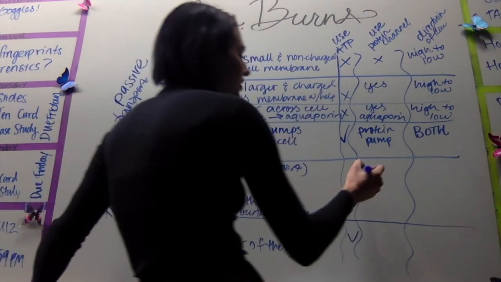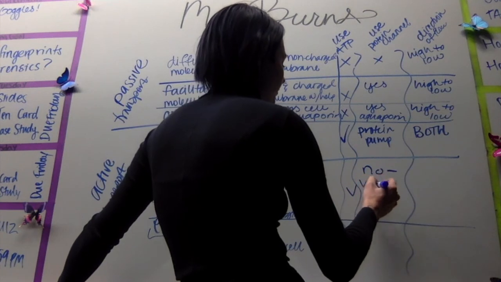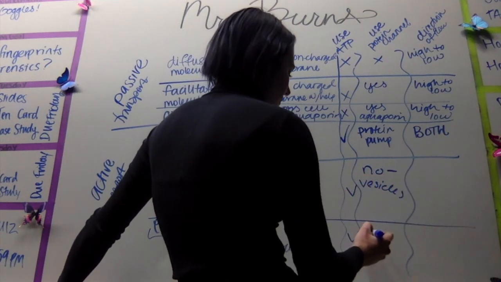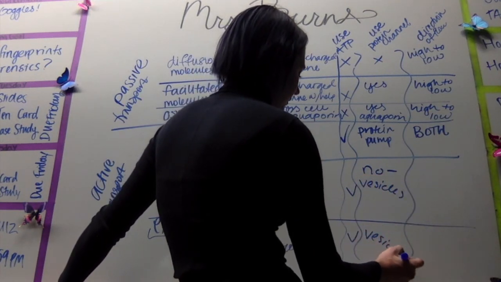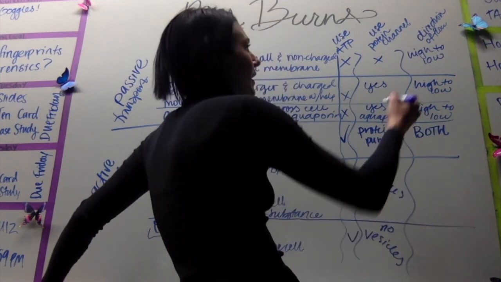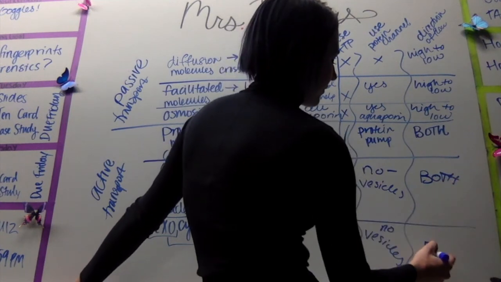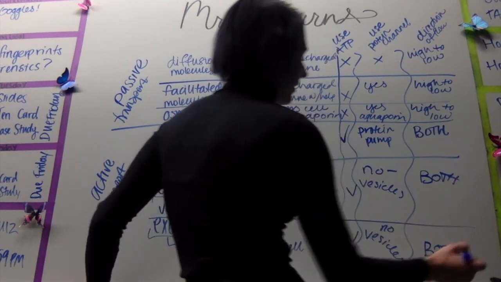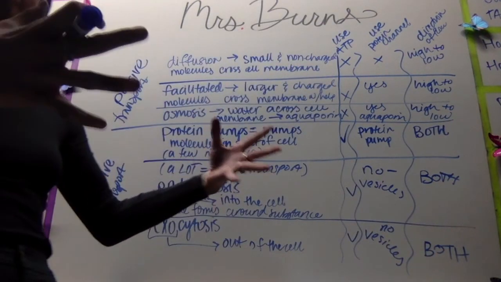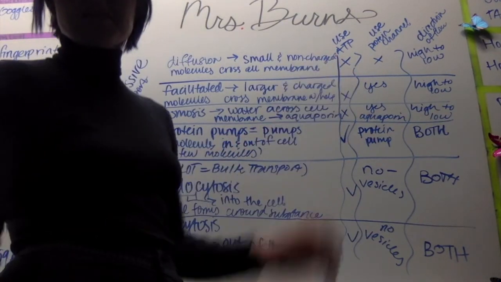Do they use protein channels? No, they use vesicles. And then finally, the direction of flow, they can do both. They don't really care what's going on outside of the cell, because they just swallow big old chunks to put in and to spit out of the cell.